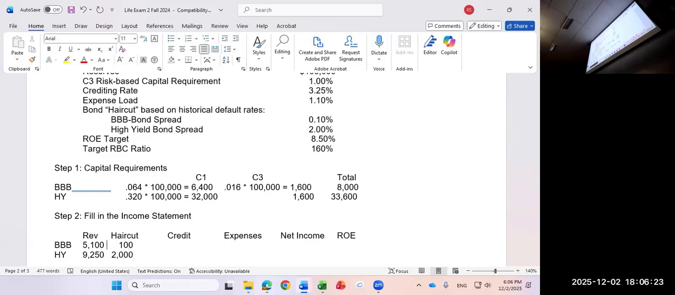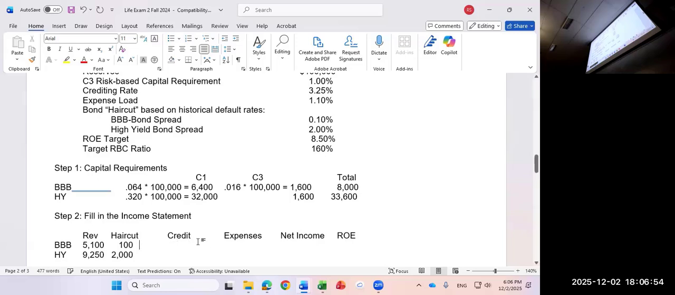So we think the bond's going to make 5,100, but on average, we'll lose $100 because of defaults, net of recoveries. So we're really going to assume the bond's only going to make us 5,000. For the high yield, we think we make 9,250, but we're going to have a lot more defaults. So we're going to assume we only make 7,250 on that. So the nice thing about this net income is everything is subtracted. Revenue, you then subtract haircut, subtract credit, subtract expenses. So it's revenue minus everything else.